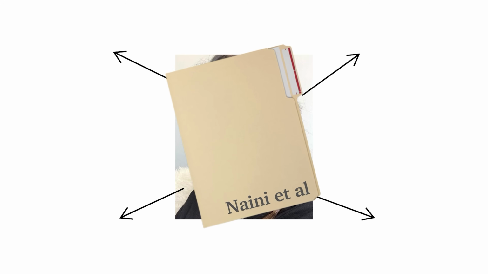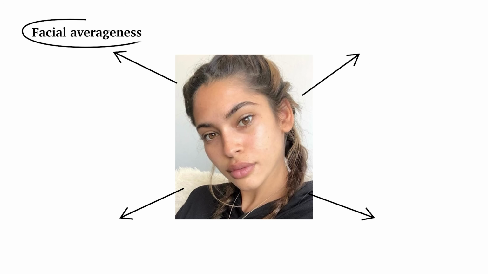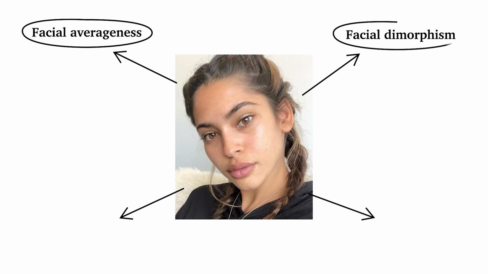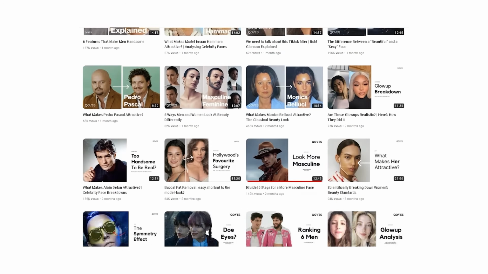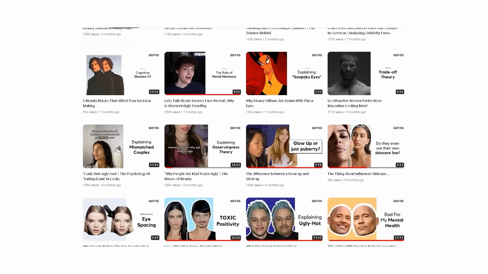To get the overarching idea, you'll want to know the four main parts of an attractive face, as defined by Naini et al., which is facial averageness or appearing normal, free of deformities or scars, facial dimorphism, how masculine or feminine you are, symmetry, which we all know, and proportion is also pretty straightforward. We have many videos that go more in depth in each of these, but let's try to keep them in mind throughout the video. So let's go into the Liquify tool and put these concepts to the test.